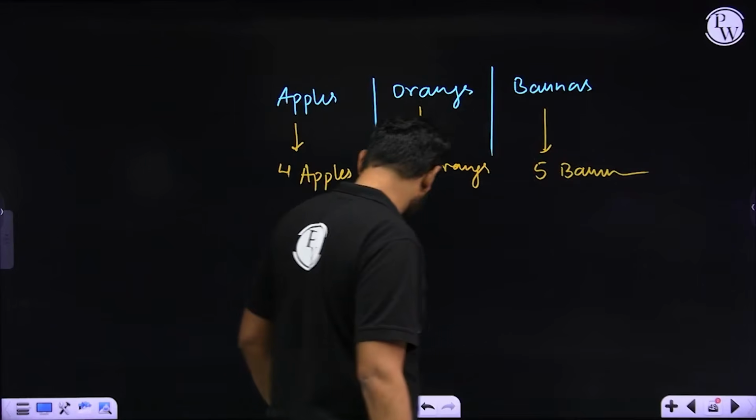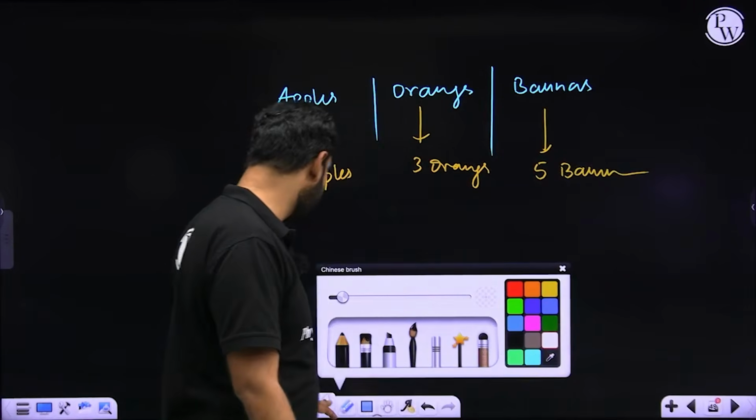4 apples. Let's say at home I want to have 4 apples, 3 oranges, and 5 bananas. Did you get that part? So in how many ways can I choose that? In how many ways can I have that?